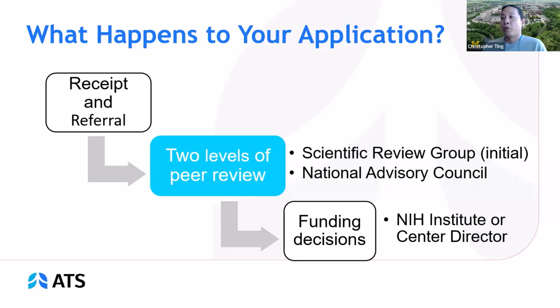The second level review is performed by the Institute or Center National Advisory Council. These are composed of scientific and public representatives chosen for their expertise, interest, and activities in matters related to health and disease. Only applications recommended for approval by both the Scientific Review Group and the Advisory Council can be recommended for funding. And ultimately, final funding decisions are made by the NIH Institute or Center Director.